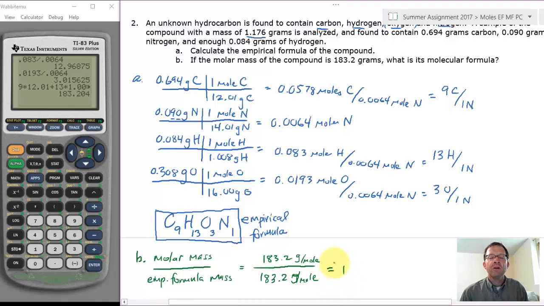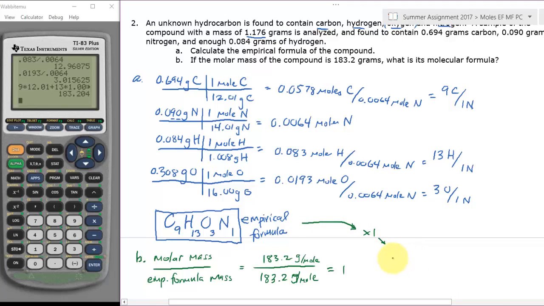That means the empirical formula and the molecular formula are the same thing. Essentially, we're going to take, as we did in the last problem, this formula times 1, and that gives us the same formula again. C9H13O3N1. And I mentioned in the last video, you don't need the 1 on the N, but you're certainly welcome, and I'm going to say encouraged, to write the 1 on the N so that you don't make a mistake when you do have a multiplier that isn't just a 1 here. So that's my molecular formula. And I have both answers that I need, I believe, to the problem.